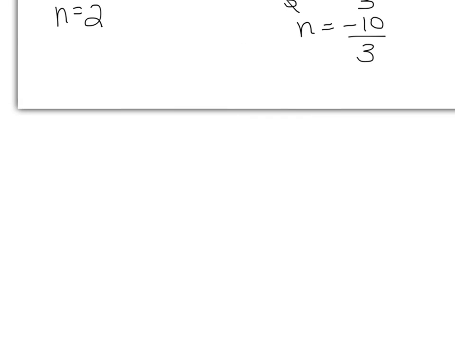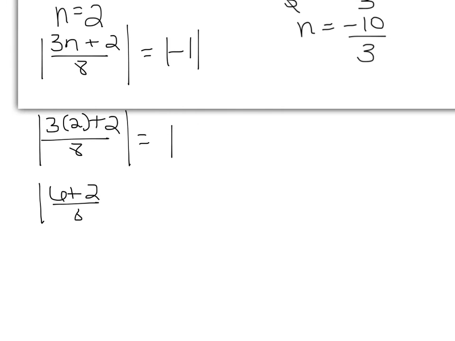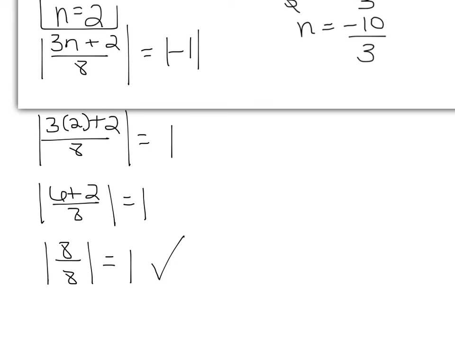Okay? The original equation is the absolute value of 3n plus 2 over 8 is equal to the absolute value of negative 1. So let's plug in and see if these work. So I've got the absolute value of 3 times 2 plus 2 over 8 is equal to 1, because the absolute value of negative 1 is 1. So this is the absolute value of 6 plus 2 over 8 is equal to 1. The absolute value of 8 over 8 is equal to 1. That's true. So n is 2.